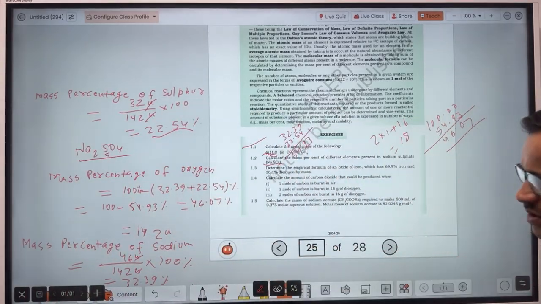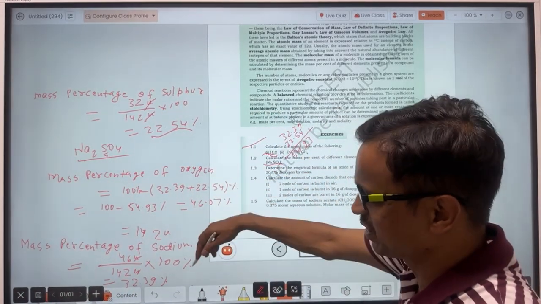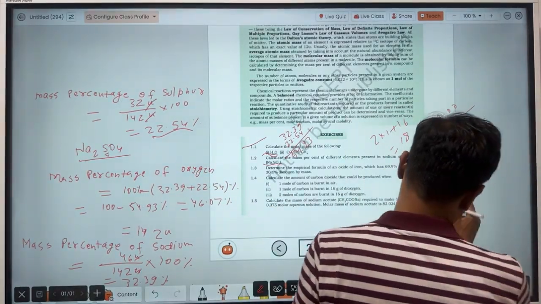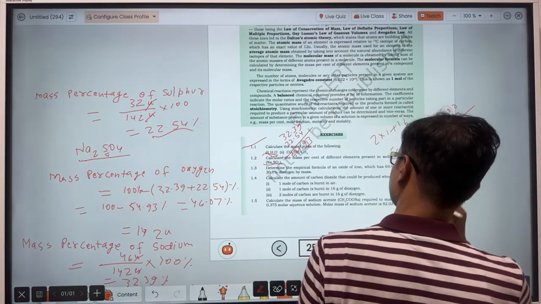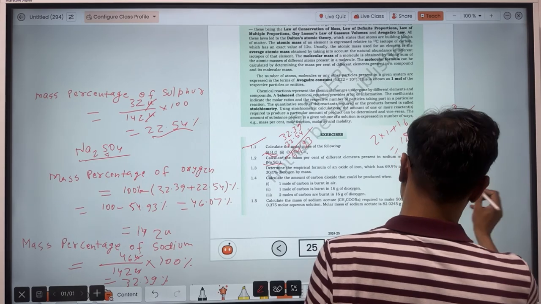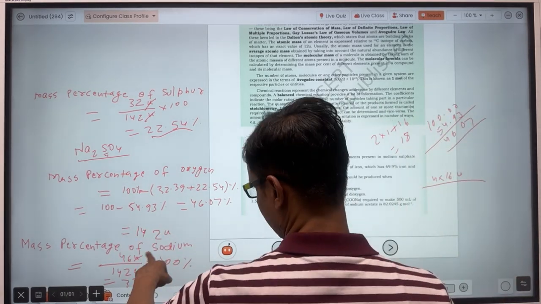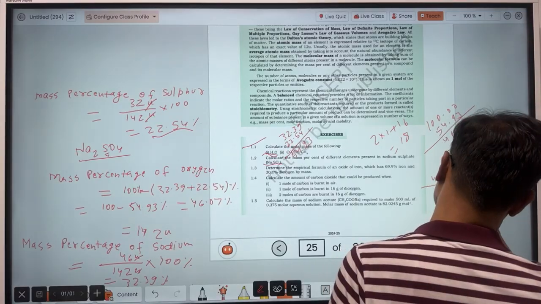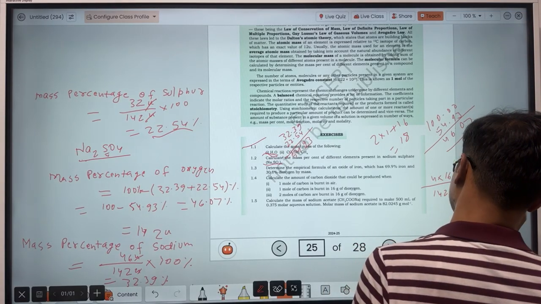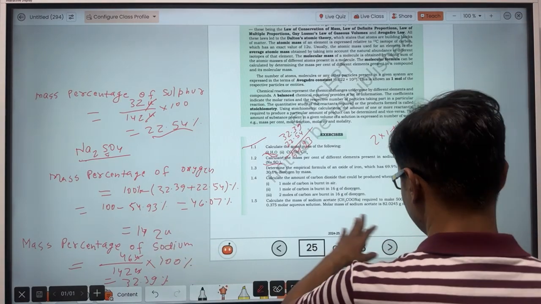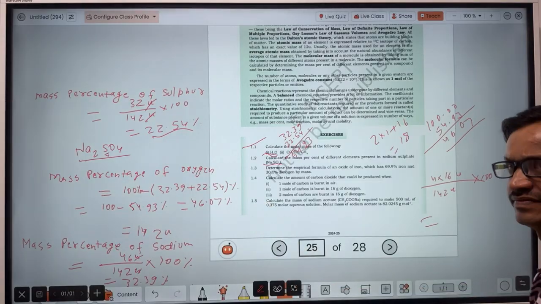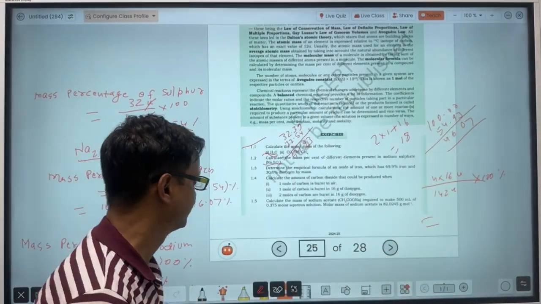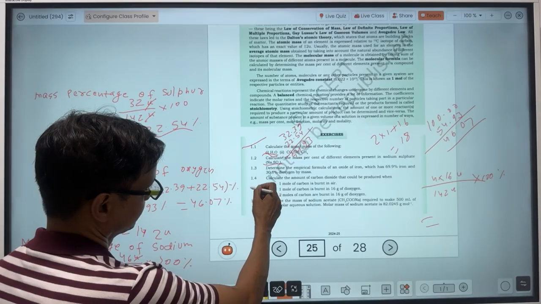Or you may calculate by this one also. As you have calculated like that, same result you will get. Oxygen here is 4 into 16, that much U upon the molecular weight, 142 U. Same value you will get. Okay, guys? Question is here.